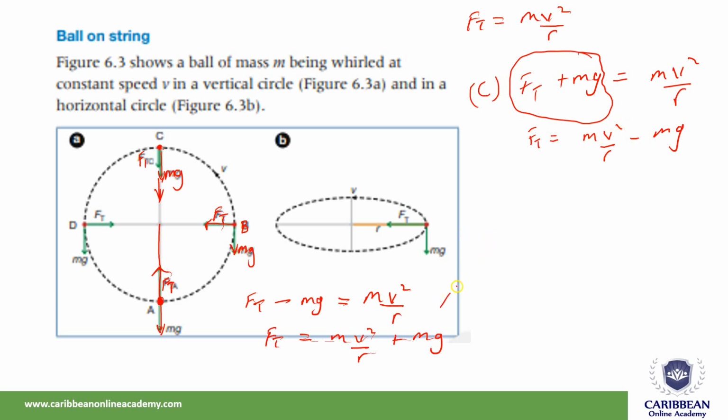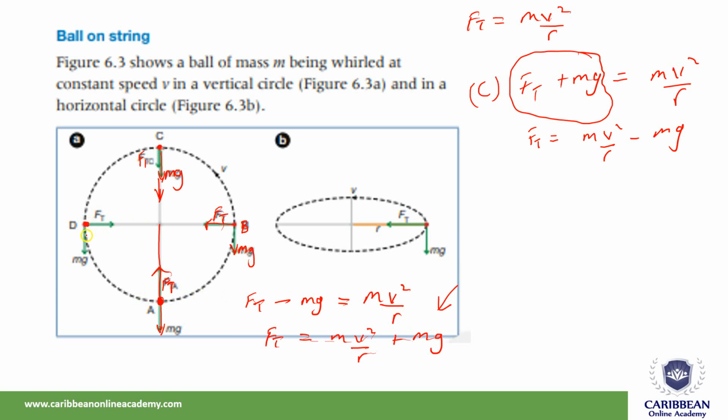When we look at point A, we can see that our tension force is much greater, because Ft in this case is equal to mv squared divided by r plus mg. So with that being said, it highlights to us that at the top of the system, my tension force is at its lowest in the system. And then now we can look at point B.